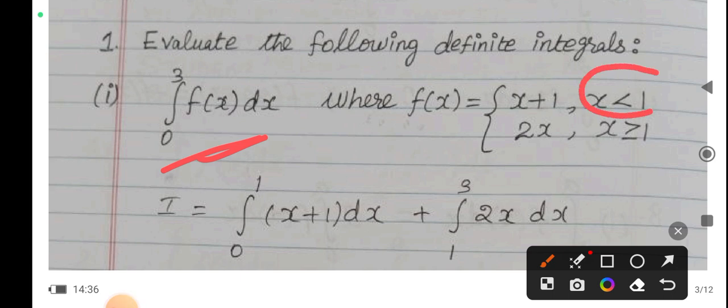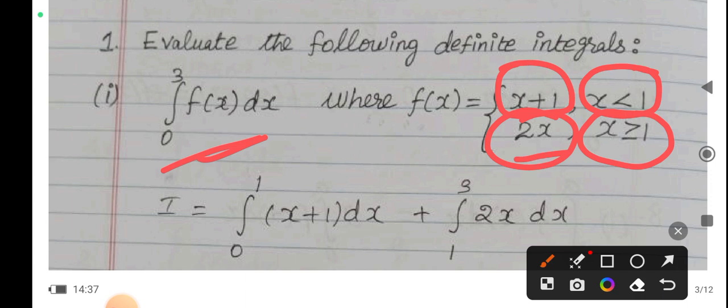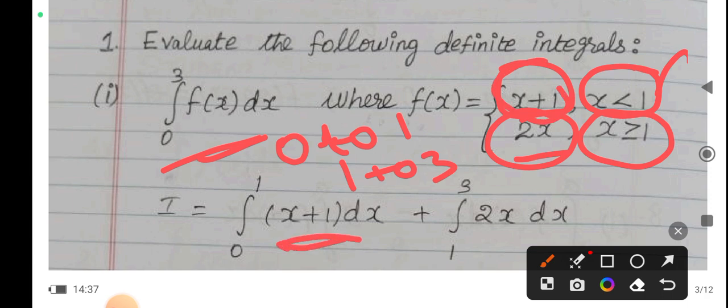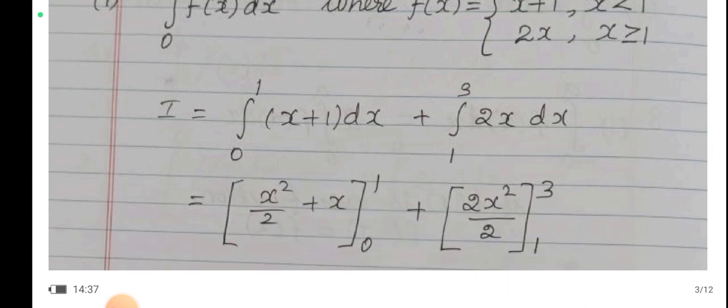For x less than 1 they have given one condition: x plus 1. For x greater than or equal to 1 they have given another condition: 2x. So the point is 1. So in between 0 to 1, then 1 to 3. Like that we now have 2 intervals. The 0 to 1, what function? x plus 1. 1 to 3, what function? 2x.